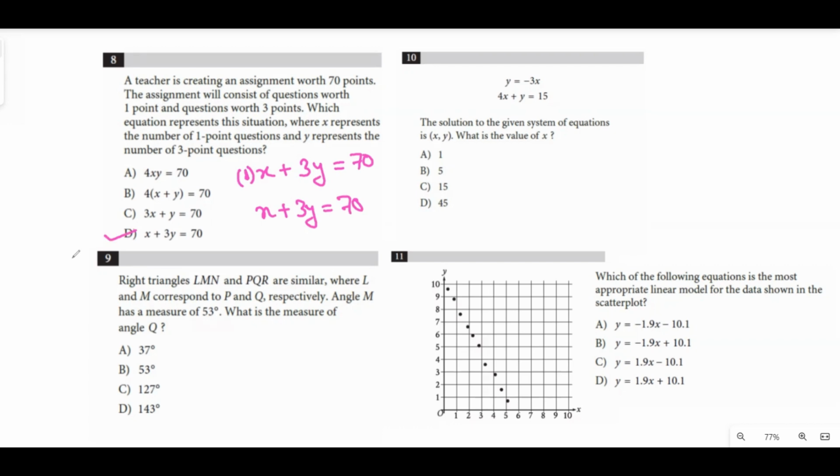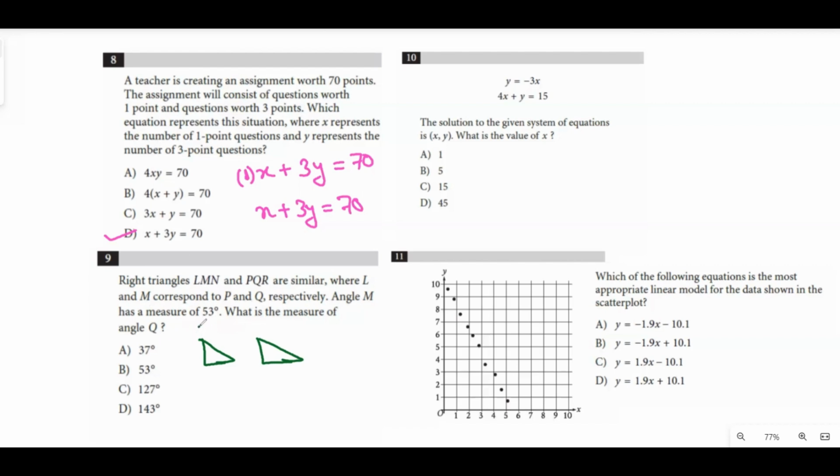Now coming to question number 9. Question number 9 states: right triangles LMN and PQR. Basically there are 2 right angle triangles, and they are similar to each other, where L and M correspond to P and Q respectively. Angle M measures 53 degrees. What is the measure of angle Q?